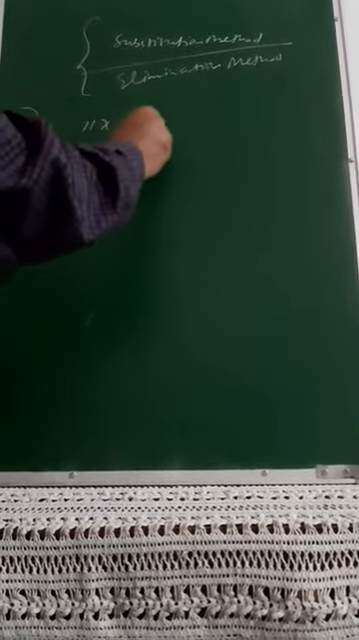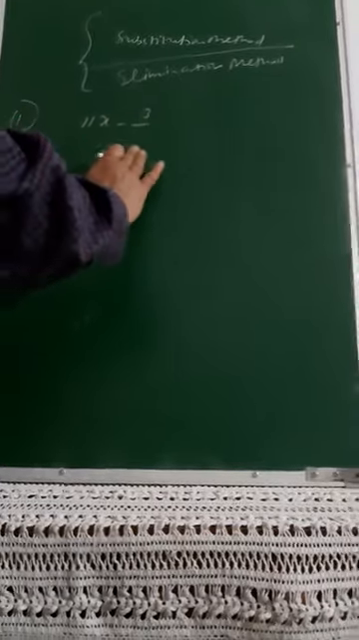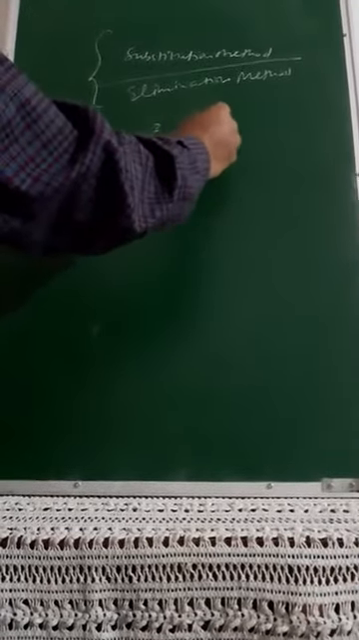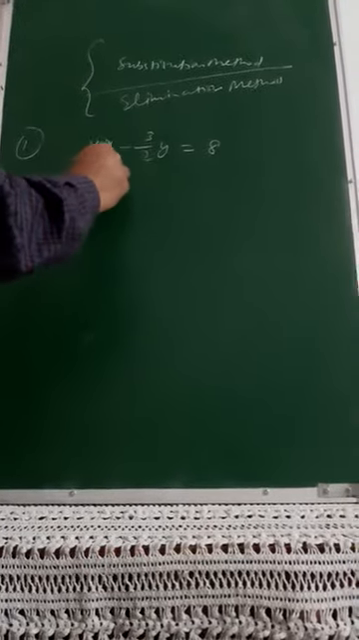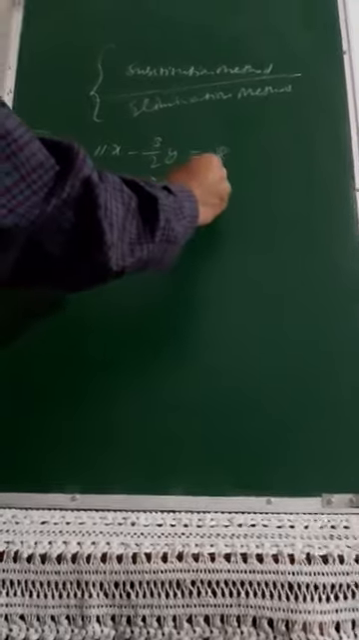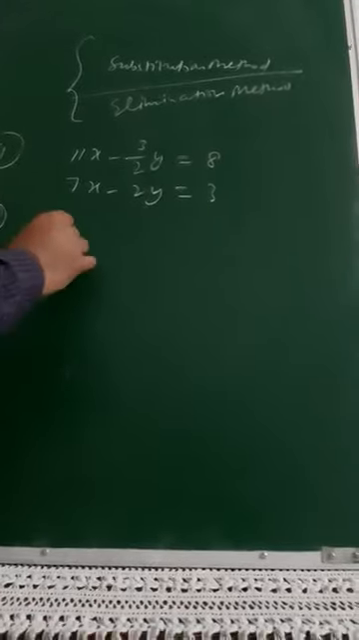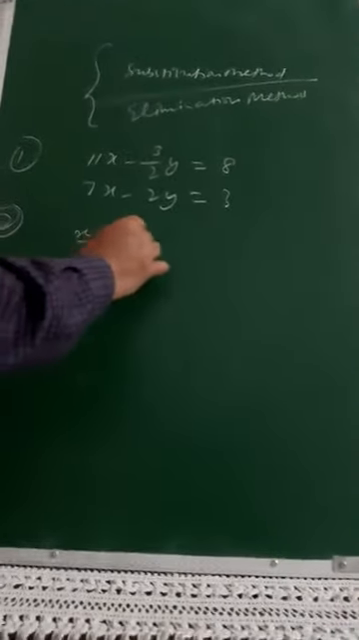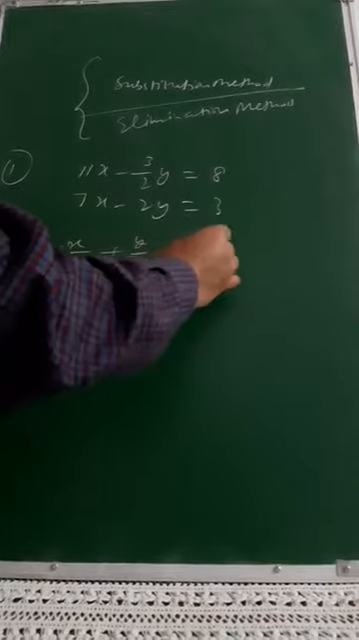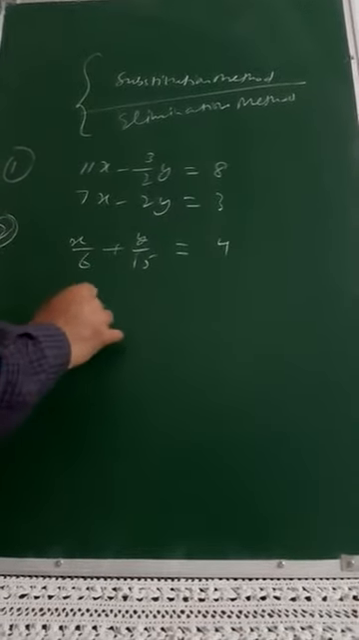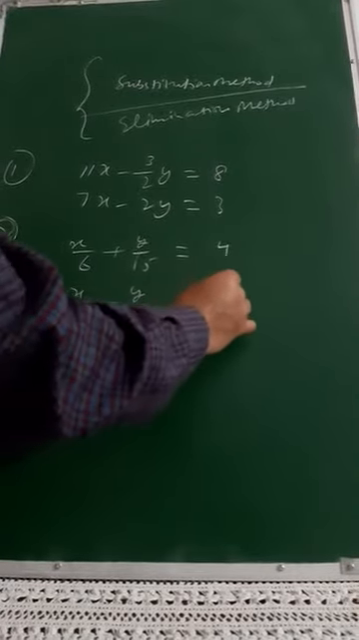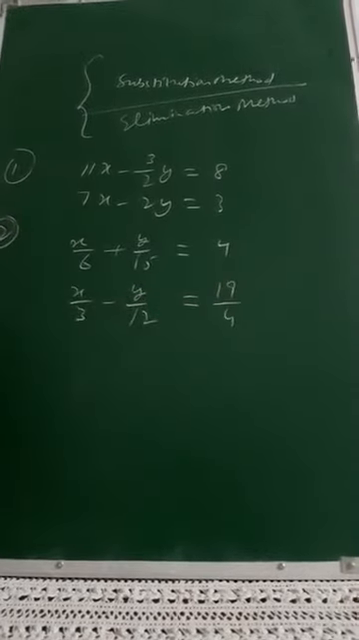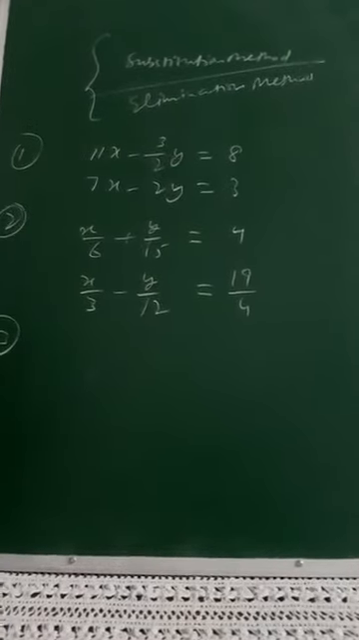suppose it is 11x minus 3 upon 2 y is equal to 8 is the first equation, and the second equation is 7x minus 2y is equal to 3. Then the second question is x upon 6 plus y upon 15 is equal to 4, and then x upon 3 minus y upon 12 is equal to 19 upon 4. Second question.